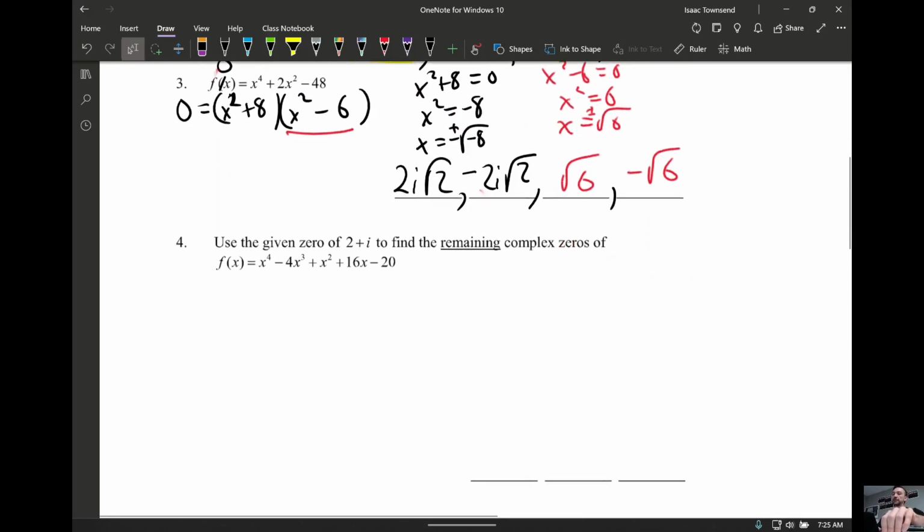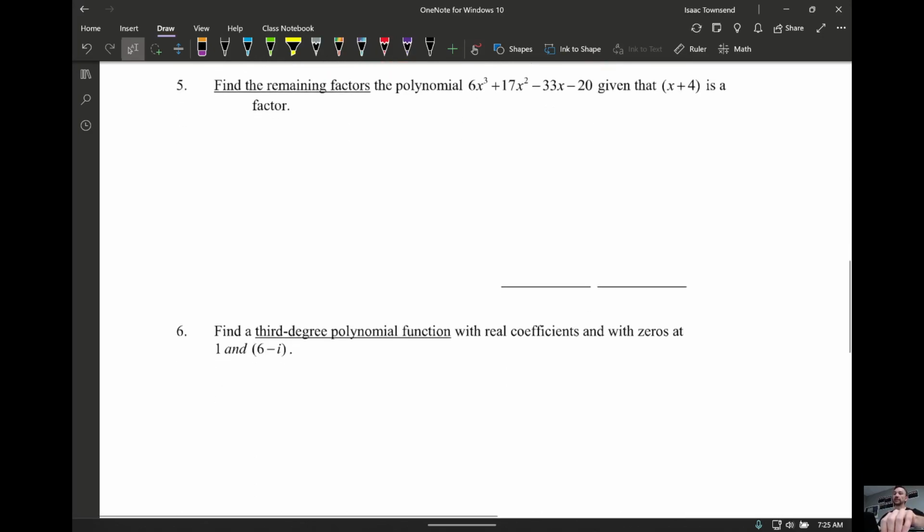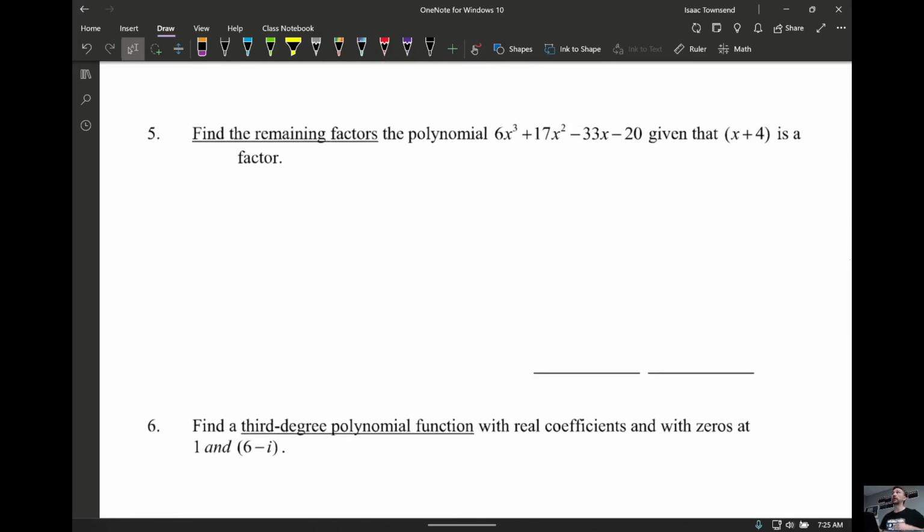Okay, then let's skip 4 for just a second, because 4 and 5 are the same type of question, but 4 is a harder version, a longer version. 5 is a little bit easier, but it's a lot of the same thought process, so I think it makes sense to start with this one.